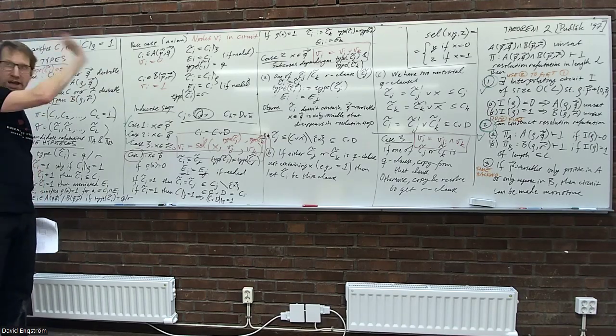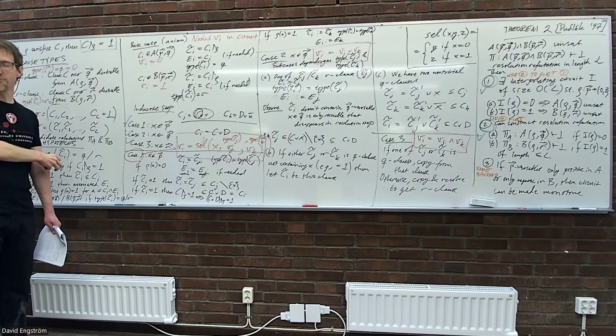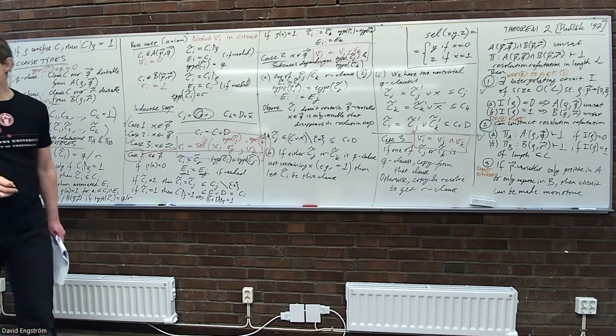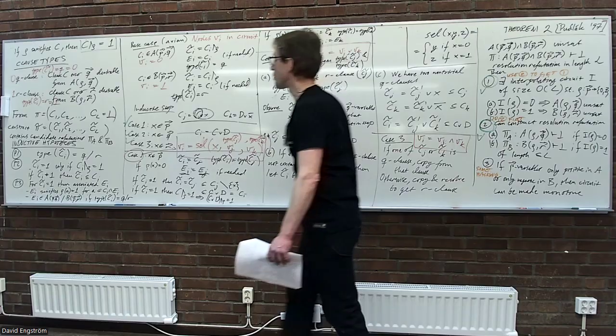Okay, so now we actually have everything, right? We have 1 and 2. We've done feasible interpolation for resolution. The only thing we don't have is feasible monotone interpolation. And that is a bit of a problem.